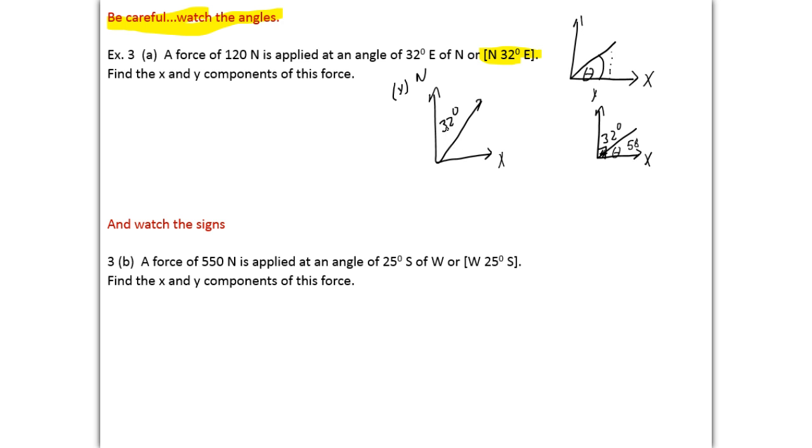Because the angle that you need, as I just said, is not the 32 degrees. You need the angle that's closest to the x-axis, this one here. And that, as we just said, is 58 degrees. So now when we want to find the x and y components, your applied force, sometimes it's written force applied, times cosine theta, so 120 times cosine 58.